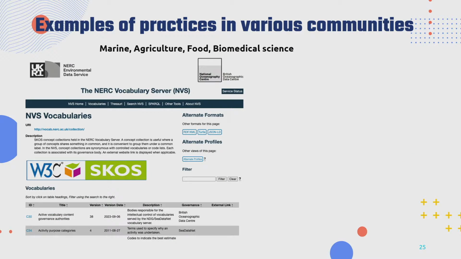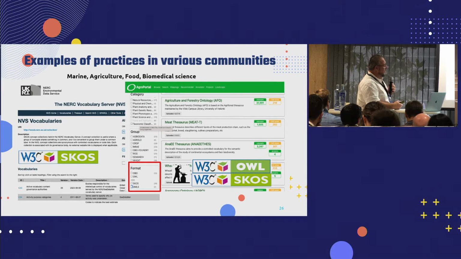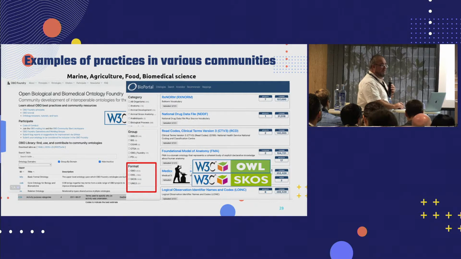Same goes for marine. Alexandra may talk about the NERC Vocabulary Server, which is a service that provides SKOS vocabularies. If you go to AgroPortal, you also have a mixture of OWL and SKOS in the agriculture community. Same goes for the OBO Foundry, which is a biomedical list of ontologies. These ones are all OWL. And then if you look at BioPortal, which is one of the biggest resources of ontology lists in the biomedical domain, you see a mixture of OWL, SKOS, OBO, which is an OBO Foundry specific language, and even UMLS, which is really specific to biomedical.